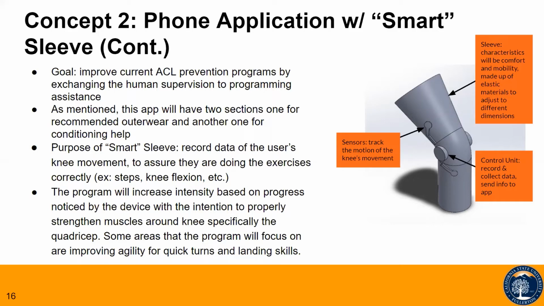So right here on the right-hand side, we have some examples. We have a prototype of the smart sleeve, and the smart sleeve itself would have characteristics of comfort and mobility. The sensors would be used to track the motion of the knee's movement, and in the center around the knee, on the sides of the knee, we would have the control unit, which would be used to record and collect data, and then send the info to the app.